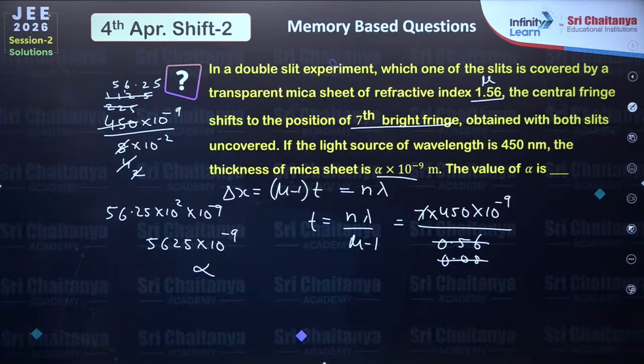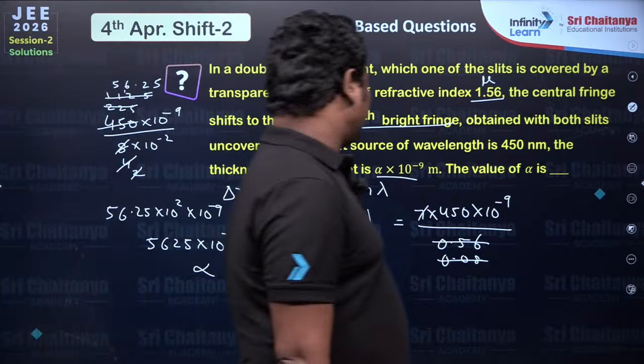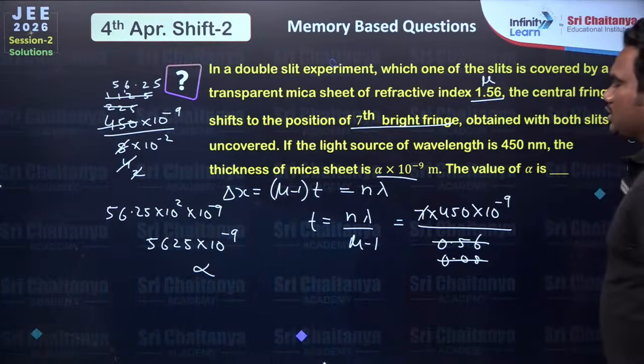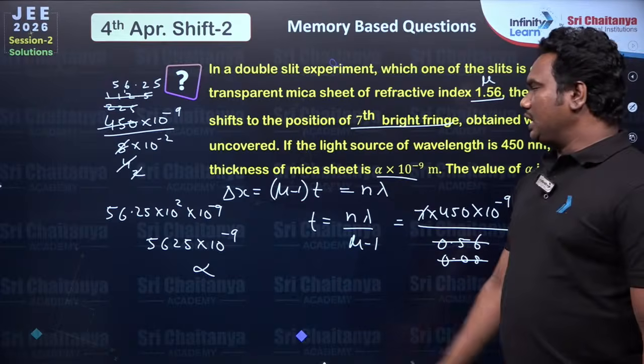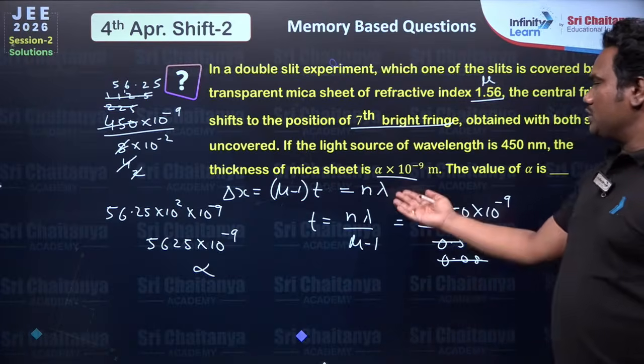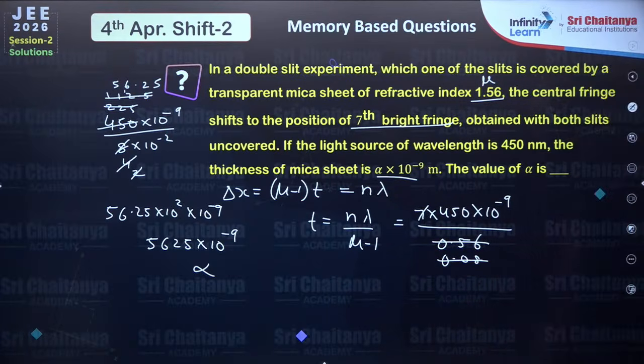Okay, simple formula based question of closing the upper slit and closing the lower slit. So path difference because of the thin mica sheet is mu minus 1 into t, and because of the uncovered slit it will be n lambda. This is the condition for bright fringe.